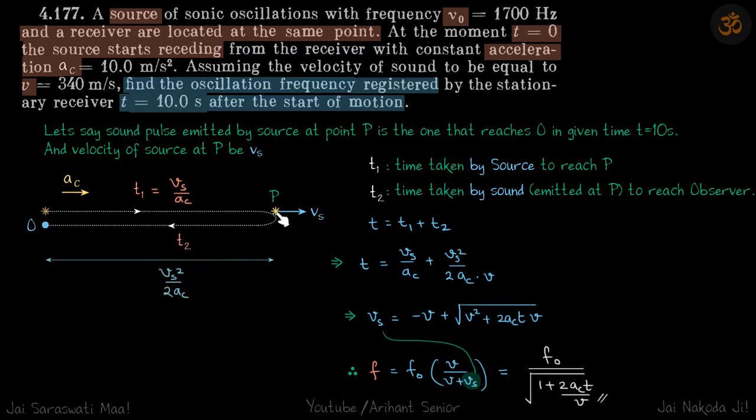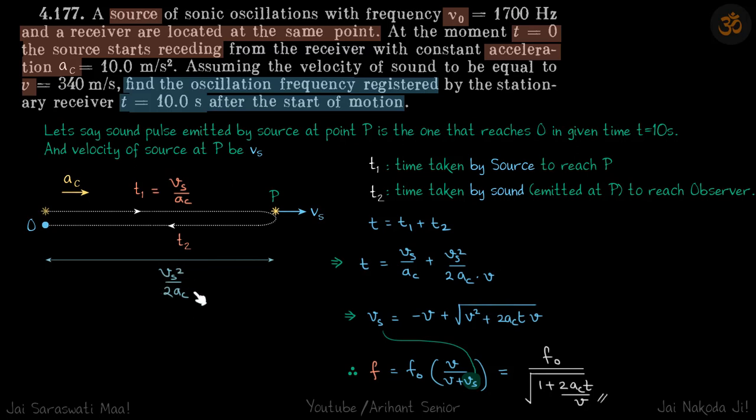Now we are assuming the velocity here to be Vs. So t1 is Vs by a_c because the source started at zero velocity and acceleration is a_c. So you can use v = u + at to get t1 = Vs / a_c. Also, for the distance covered, you can again use the equation of motion. So v² = u² + 2as gives the distance to be Vs² / 2a_c.